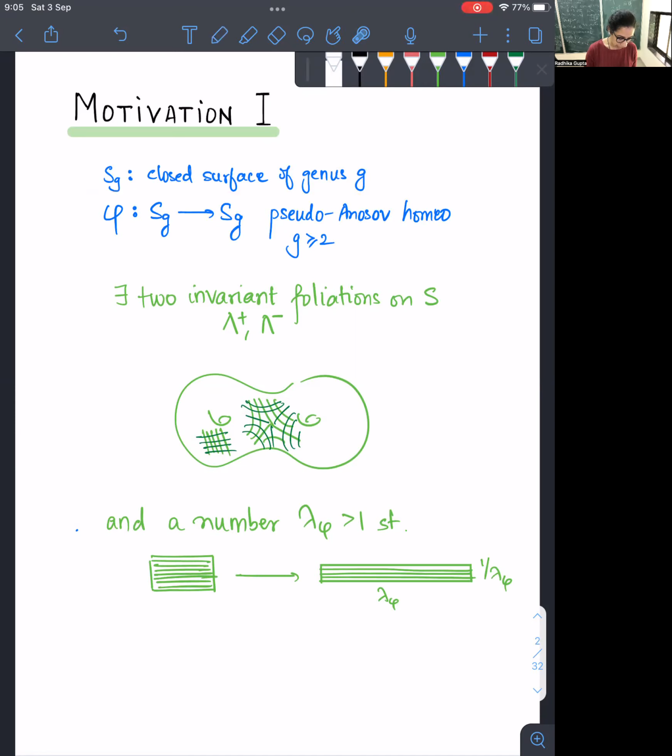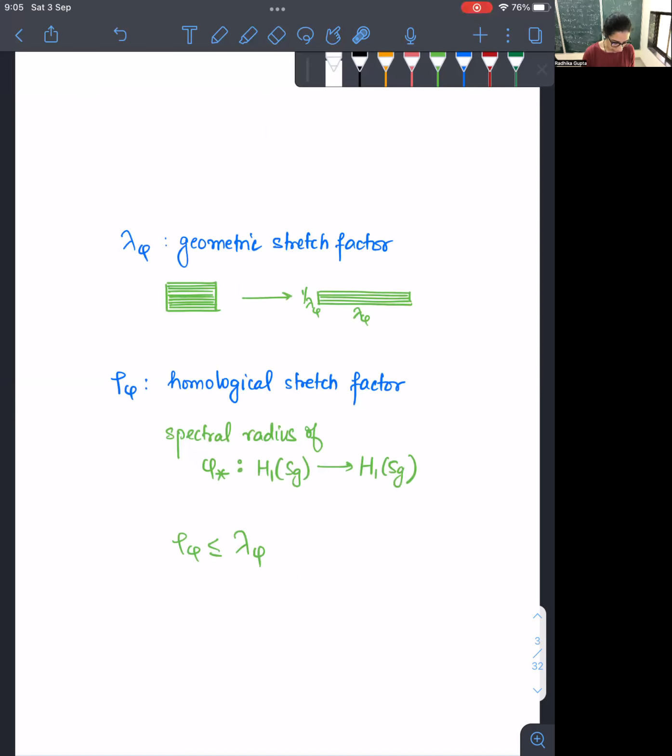And let's consider a pseudo-Anosov homeomorphism on this surface. So what is a pseudo-Anosov homeomorphism? It's a surface homeomorphism which comes with two invariant foliations, lambda plus and lambda minus. So locally, you see two invariant foliations. They can have singularities and a number lambda phi called the stretch factor, such that locally it stretches one of the foliations by lambda and it contracts the other transverse foliation by 1 over lambda. So lambda phi is called the geometric stretch factor.